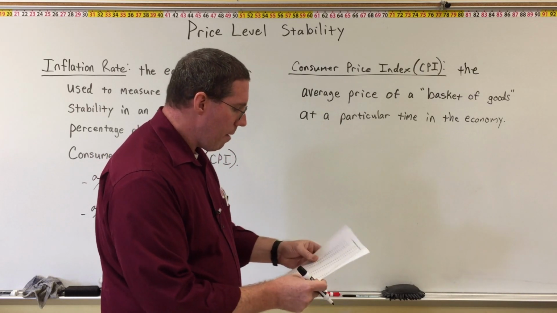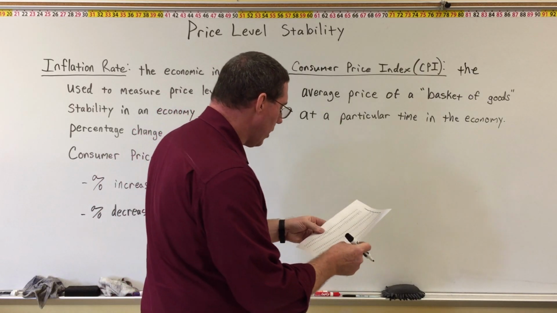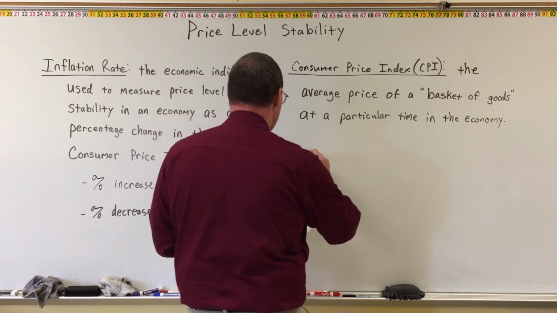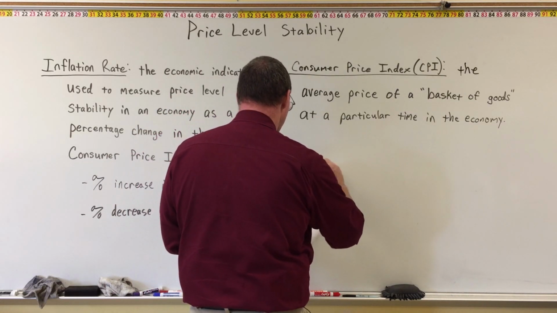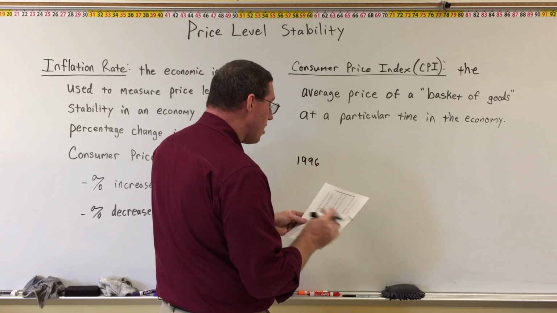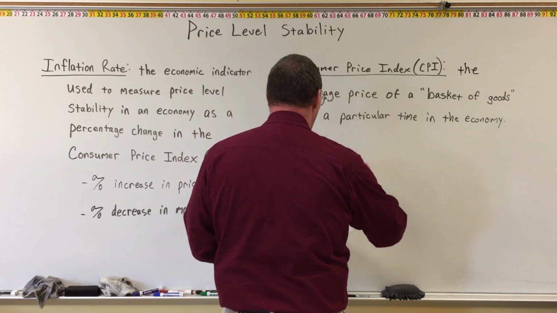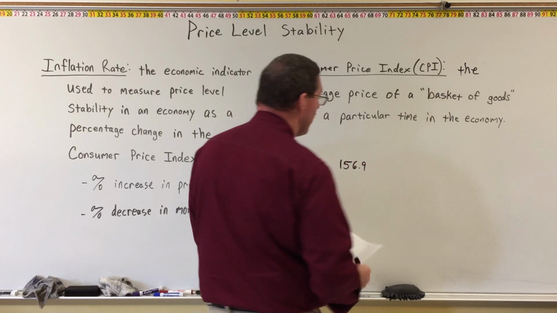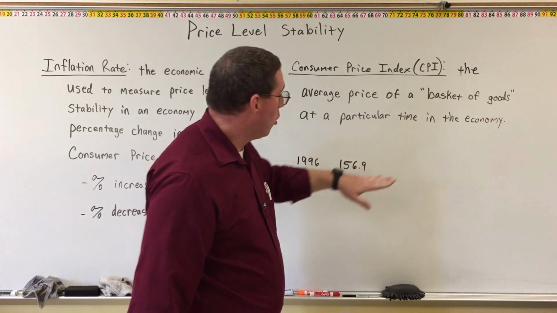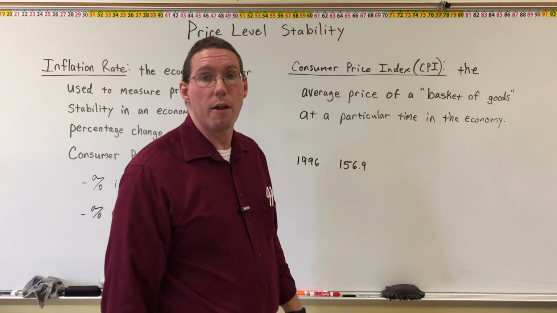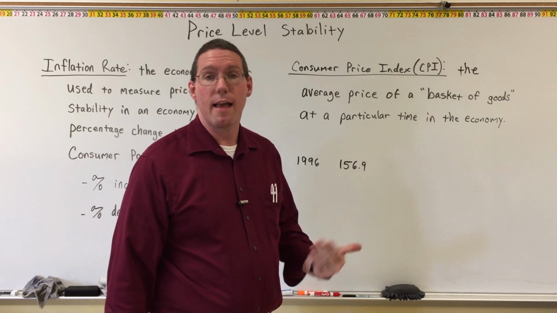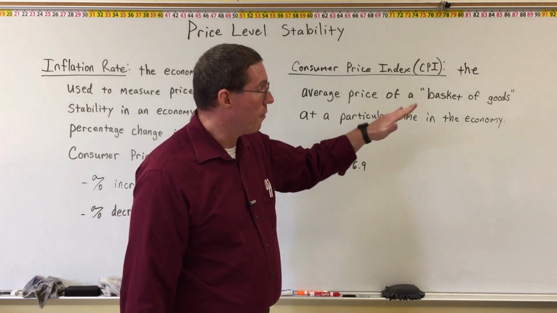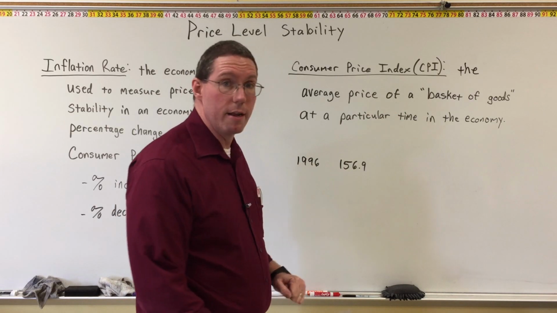So I've got right here the same list that you just saw on the screen. And for example, we can look at 1996. And in 1996, the CPI is 156.9. What that basically means, one way of thinking about it, is that the basket of goods costs about $156.90. That's how much a consumer would pay for that basket of goods in 1996.